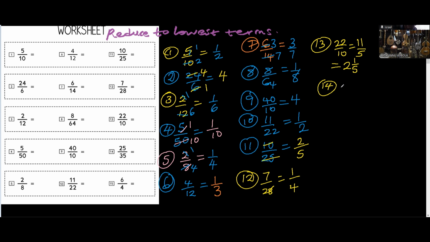And number 14, we have 25 over 35. So how many 5s in 25? That's 5. 5s in 35? That's 7. And the last question is 6 over 4. Again, it's going to give us an improper fraction, a mixed number. So 2s in 6, that's 3, and 2s in 4, that's 2. Then how many 2s in 3? That's 1. Remainder 1 over 2. So put down all of these. Once you're through, I'm going to give you something to try, okay?